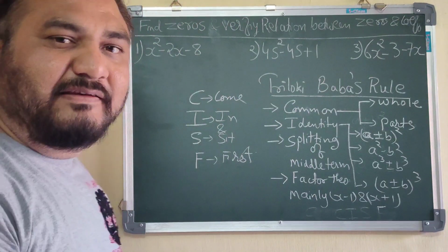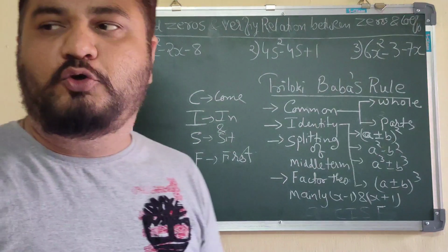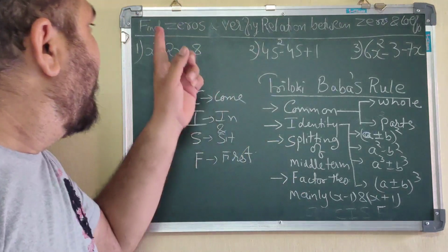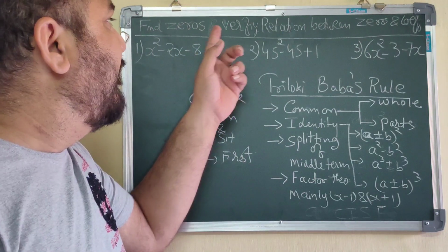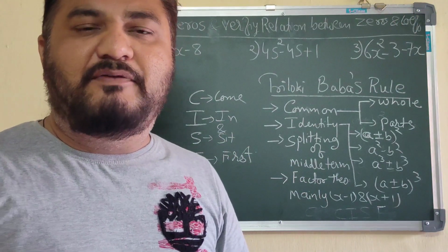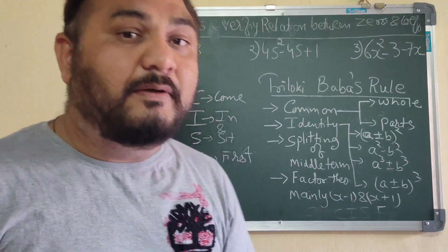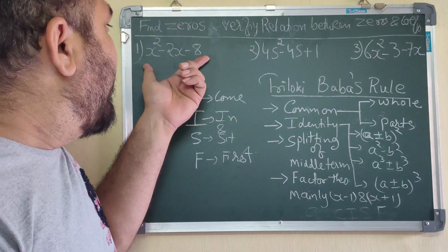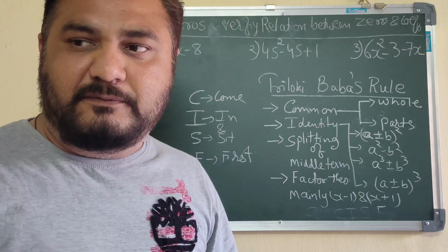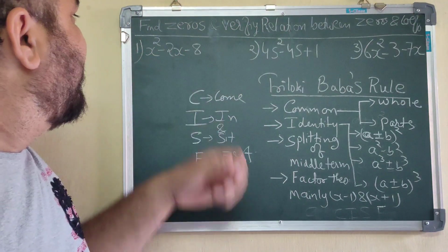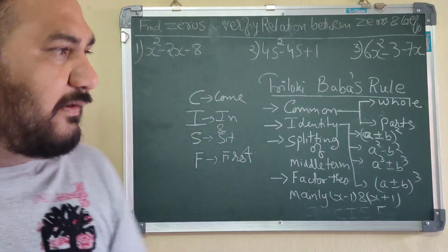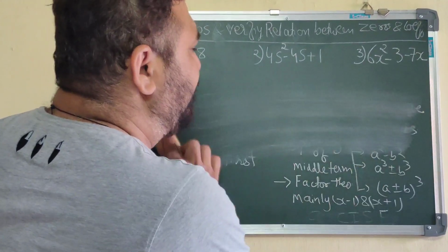Now we have many things to be done here. Here in this exercise, that is exercise 2.2, we are having two questions. First question is find zeros and verify relation between zeros and coefficient. Now relation between zeros and coefficient is to be verified mostly. And in the second question we are having to form an equation. Now for first one, that is first sum here is x square minus 2x minus 8. Now let us move to it.